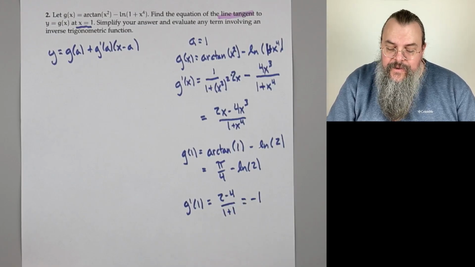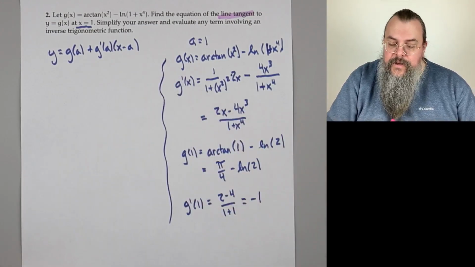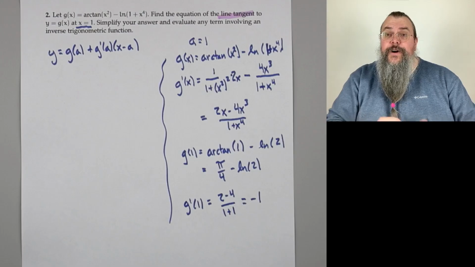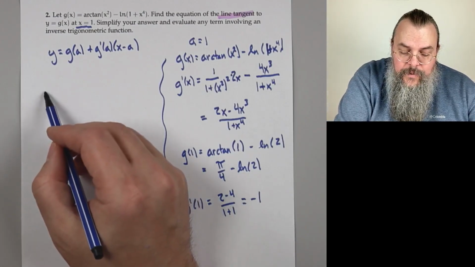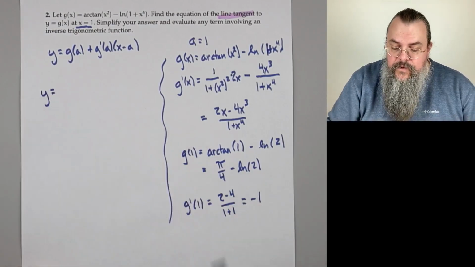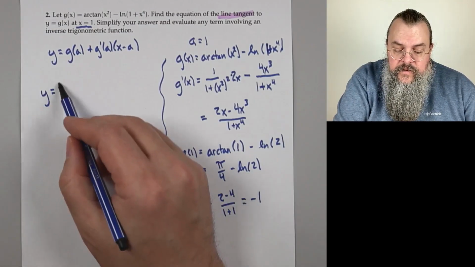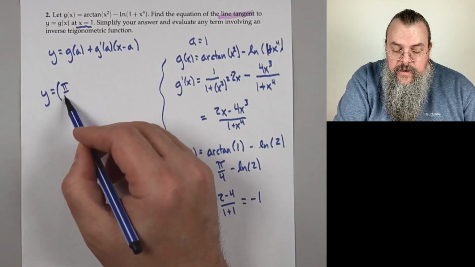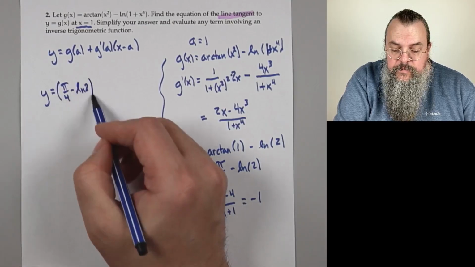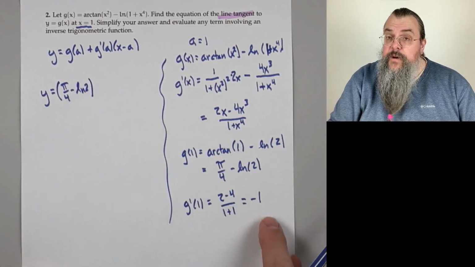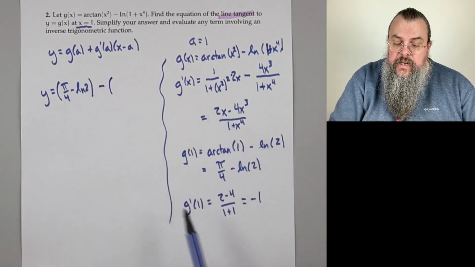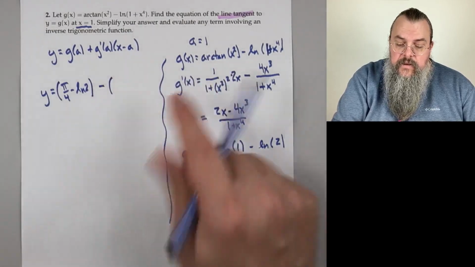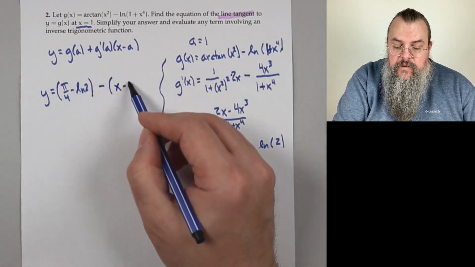So what's our final line? Well, now we just plug in what we know, because we know things. What do we know? Well, we know y is equal to g of 1, so that's pi over 4 minus natural log 2, plus g prime of 1, which is a minus 1, so we can write it as a minus, and then x minus a, so that's x minus 1.